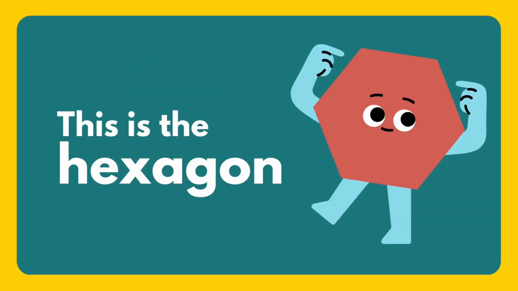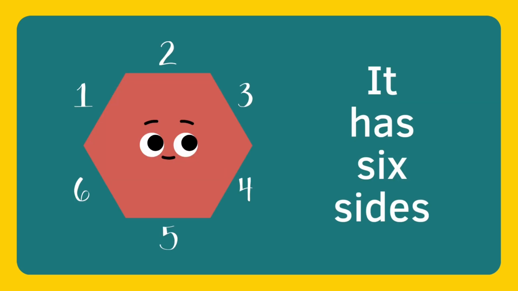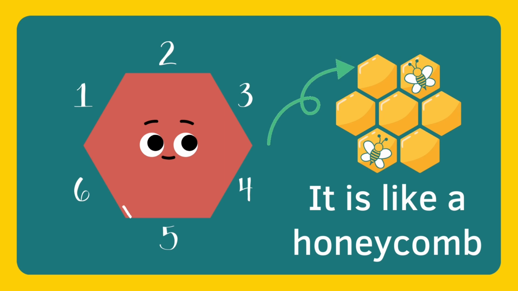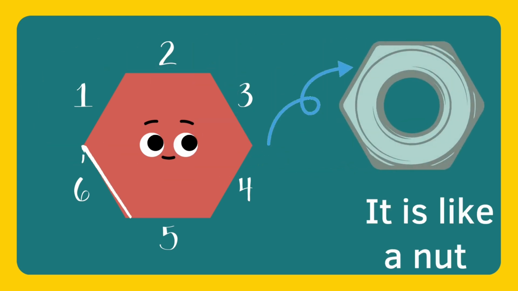This is the hexagon. It has 6 sides. 1, 2, 3, 4, 5, 6. It is like a honeycomb. It is like a nut.